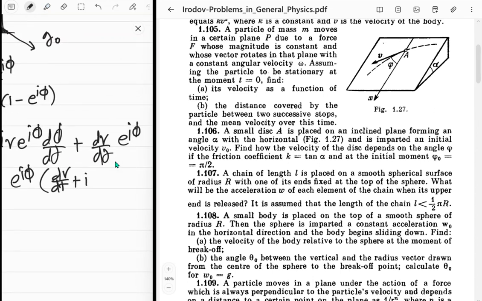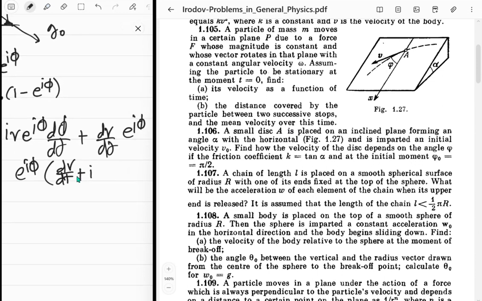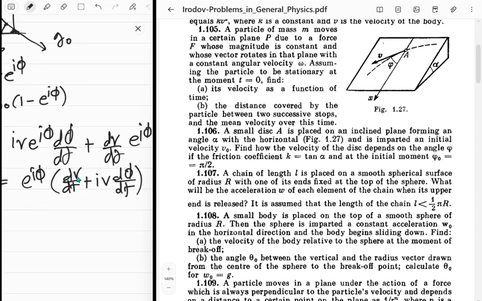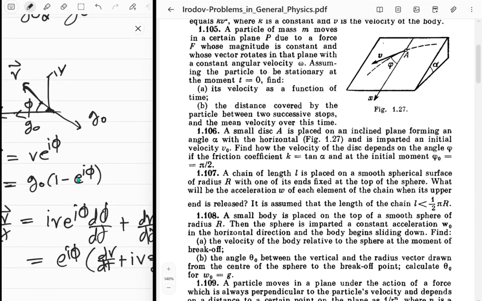So okay, if I take this to be the x-axis, then dv upon dt is in this direction, and then plus i, what was this once again? i v d phi upon dt. So i v, that is 90 degrees in this direction, from x to y. So that would be in this direction, this upward acceleration, that's this.